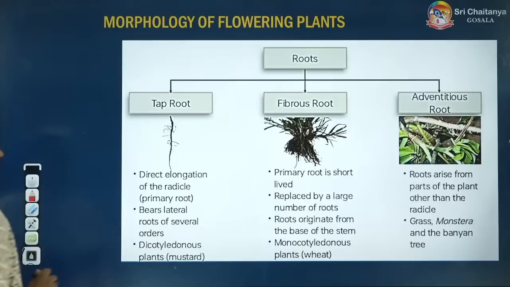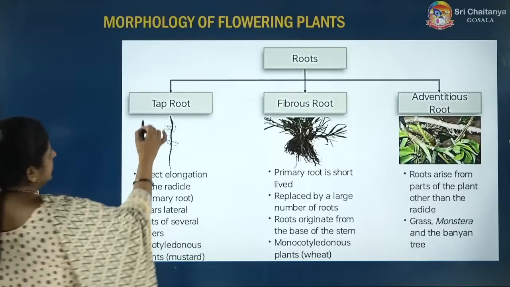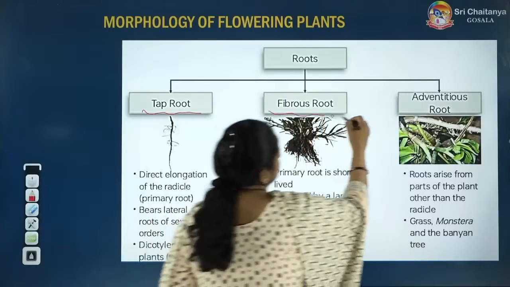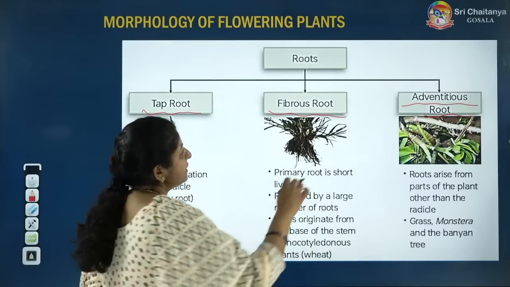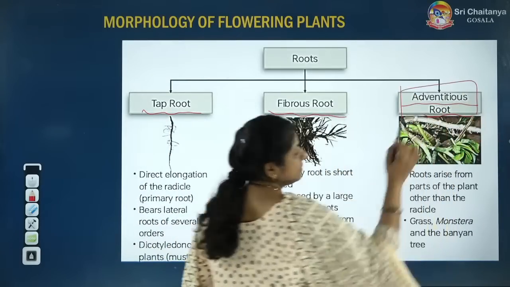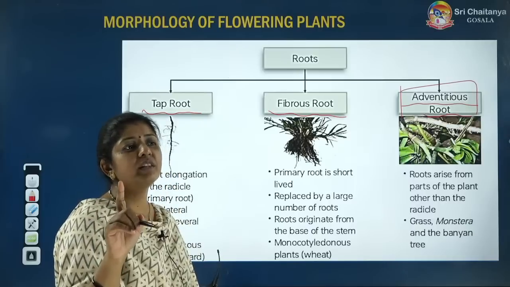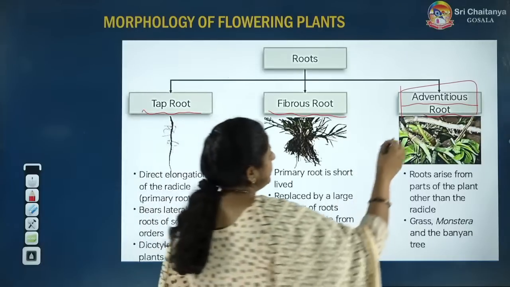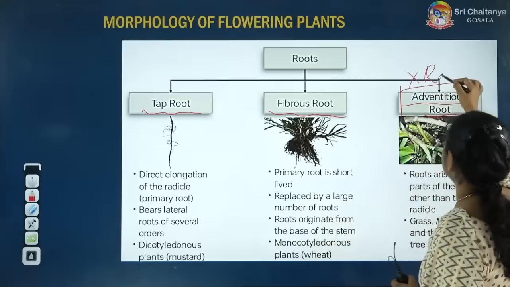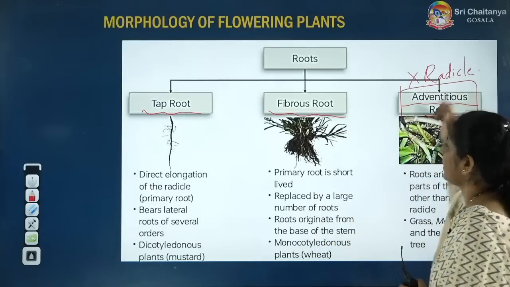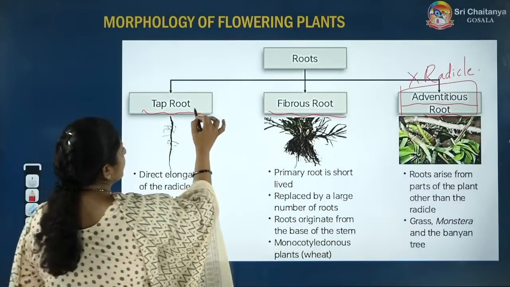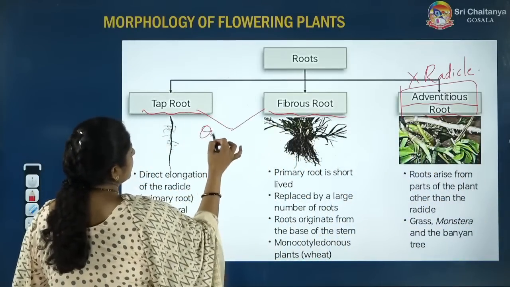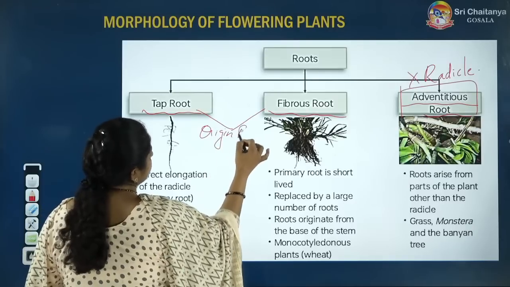How many types of roots are there? Taproot, fibrous root, adventitious root. I already mentioned what adventitious means: where the origin is not the radicle. Here the origin is not radicle. But in taproot and fibrous, the origin is radicle.